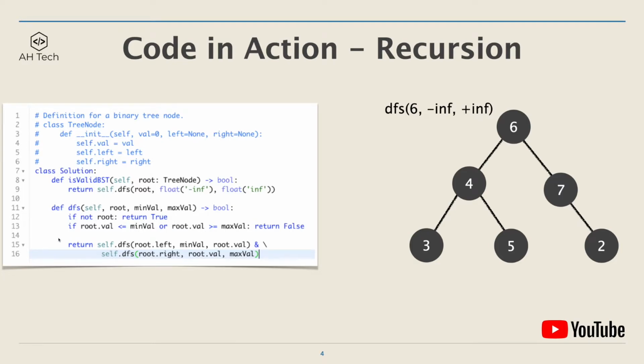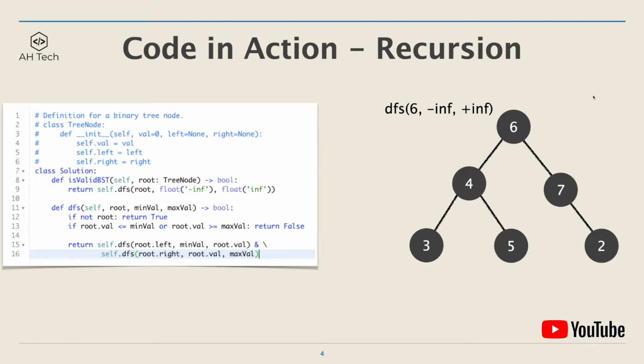Based on the definition of a binary search tree, if the current node value is smaller or equal to the minimum value, or it is larger or equal to the maximum value, then it means that it will not be a binary search tree. So we will just return false. Then we will recurse into the left and right subtree. For the left subtree, the maximum value will become the value of the current node. And for the right subtree, the minimum value will become the value of the current node.